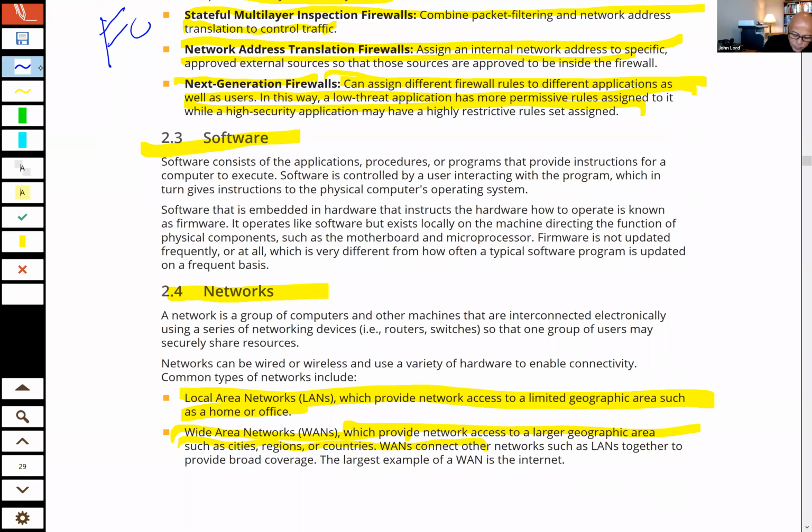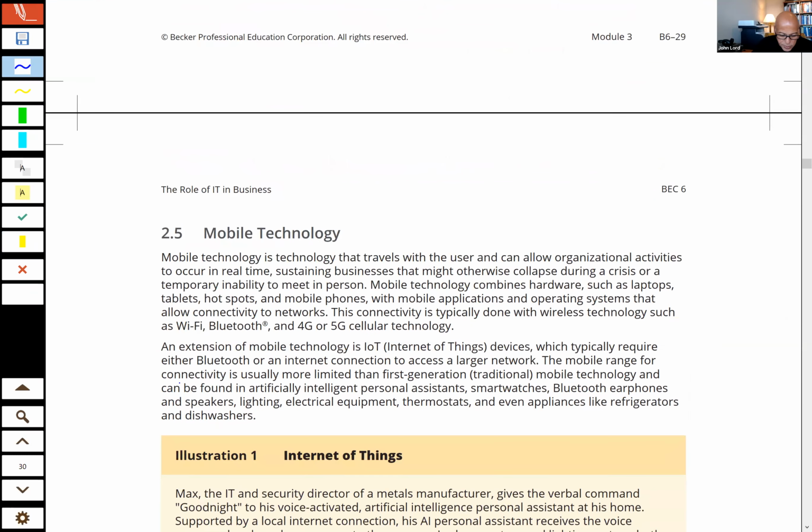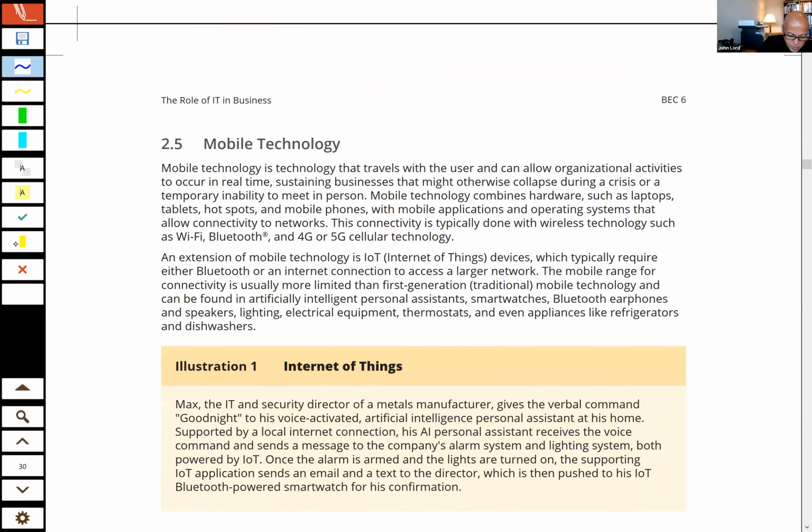Okay, so go ahead and flashcard that local area versus wide area networks. Okay, mobile technology, and I was sitting here, I don't know if I was laughing or crying as I was looking at this, because this sounds almost childish now after we've gone through COVID for the last couple of years. But let's just take a look at it.